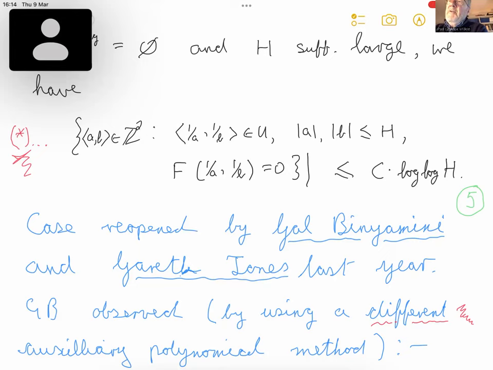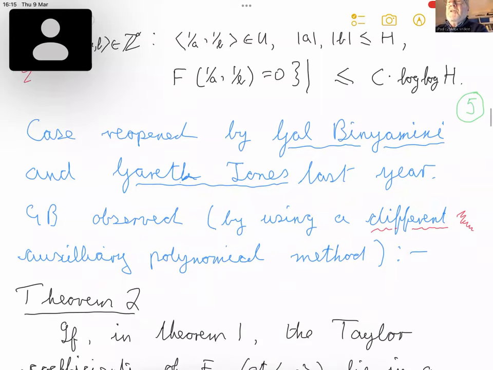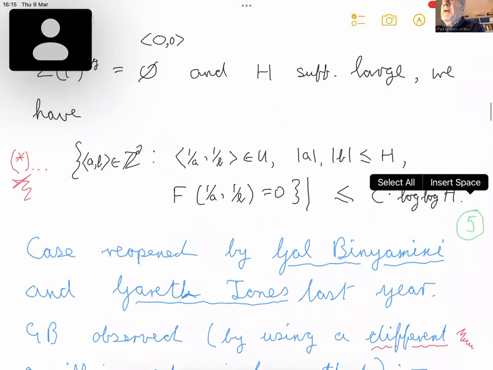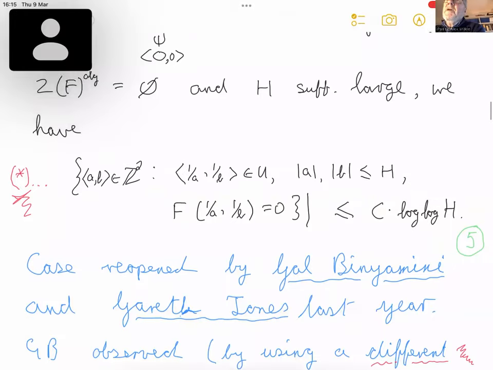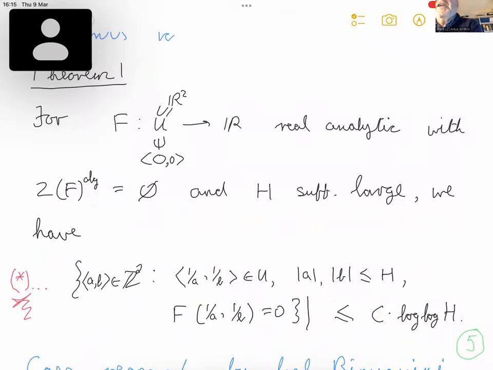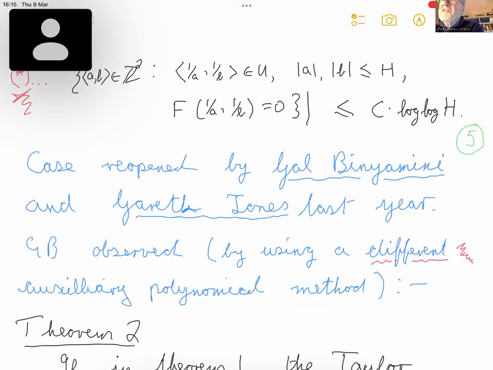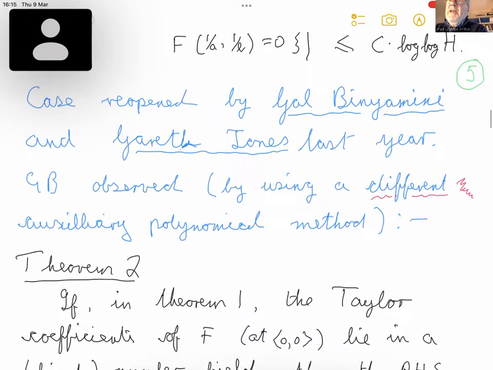But then Gal Binyamini observed that if you use the other way of constructing auxiliary polynomials, which is to make another function you construct vanish to high degree at the origin, using the information you have. So he used the different auxiliary polynomial method and observed the following: in Theorem 1, if you restrict its Taylor coefficients at the origin to lie in some fixed number field, rather than just be arbitrary real numbers, then you can actually reduce this C log log H to just C, a constant. So he observed the following.